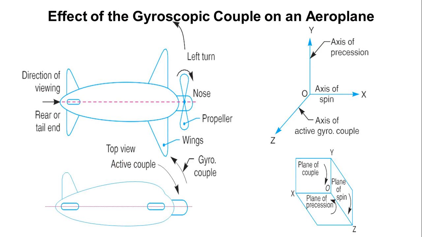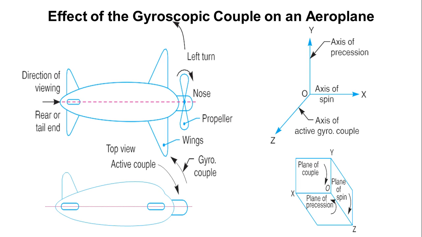Next, let us study the effect of a gyroscopic couple on an aeroplane. For your syllabus you need to study the effects on an aeroplane, and then on an automobile. Only two things are there as per your syllabus, so no need to study the other parts.